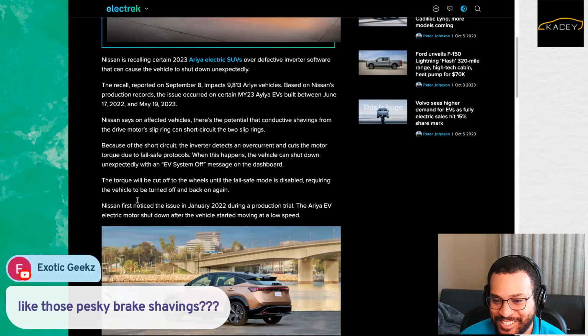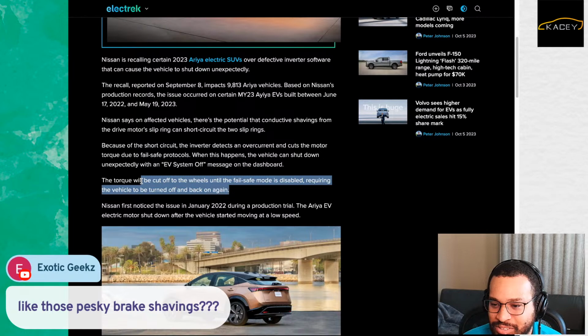I'm sorry. This is just dumbfounding. The torque will be cut off to the wheels until failsafe mode is disabled, requiring the vehicle to be turned off and back on again. I still think that's a good move.